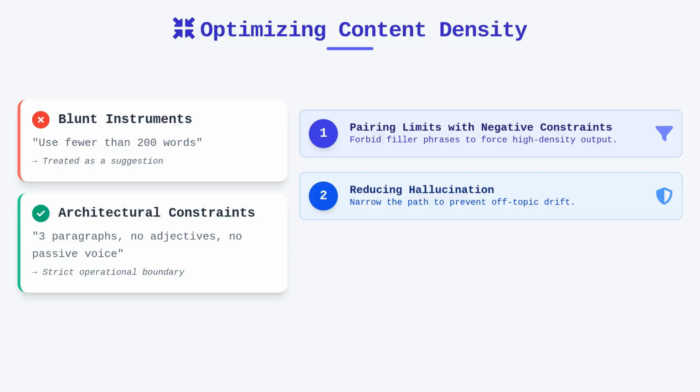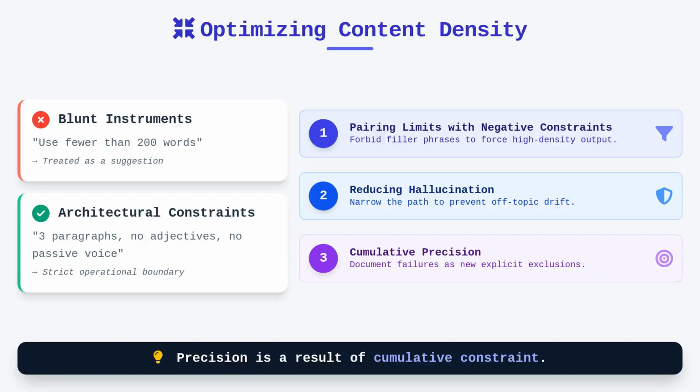As you refine your prompts, look at the areas where the model is failing to adhere to your needs and document those as new, explicit exclusions in your library. Precision is a result of cumulative constraint, and by narrowing the parameters under which the model generates text, you are effectively training the model to respect your operational boundaries.